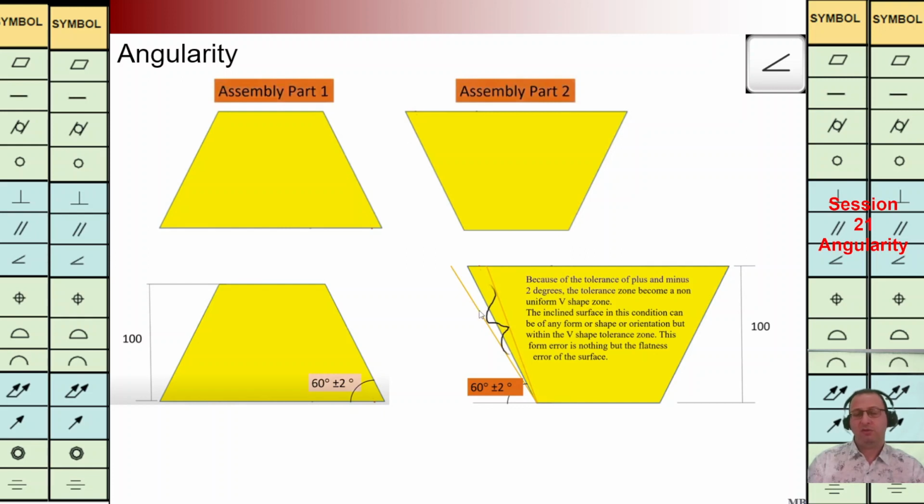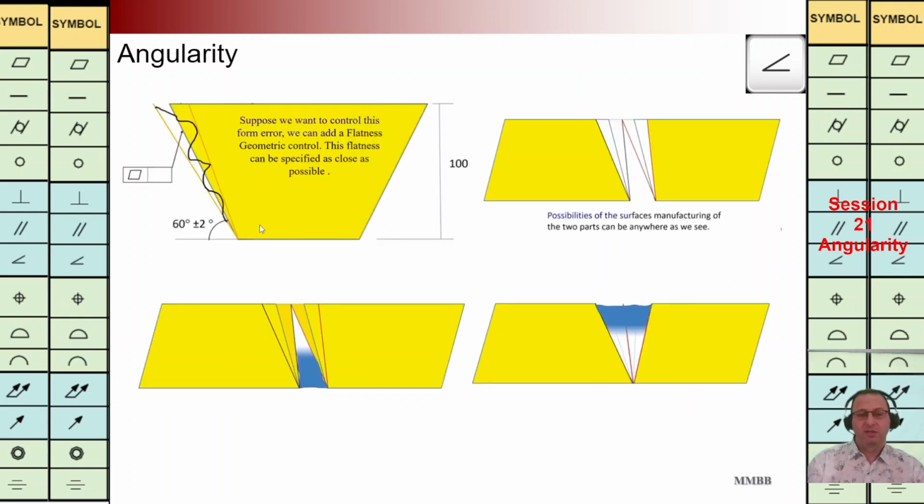You may say, yes, we are going to add flatness. Yes, if we do flatness for this surface, we need to have a tight TZ for that. And if it is not that tight, what happens? It means we are going to have this situation, as we can see at the top right. We can have these boundaries. If these two surfaces see each other at the top, as we can see in this figure, at bottom left, we may have this gap between these two parts.